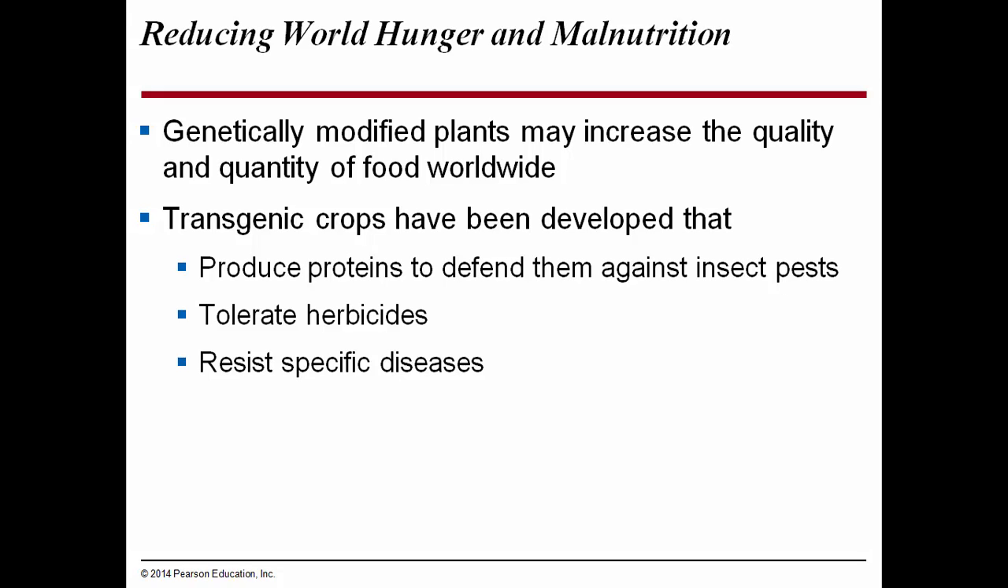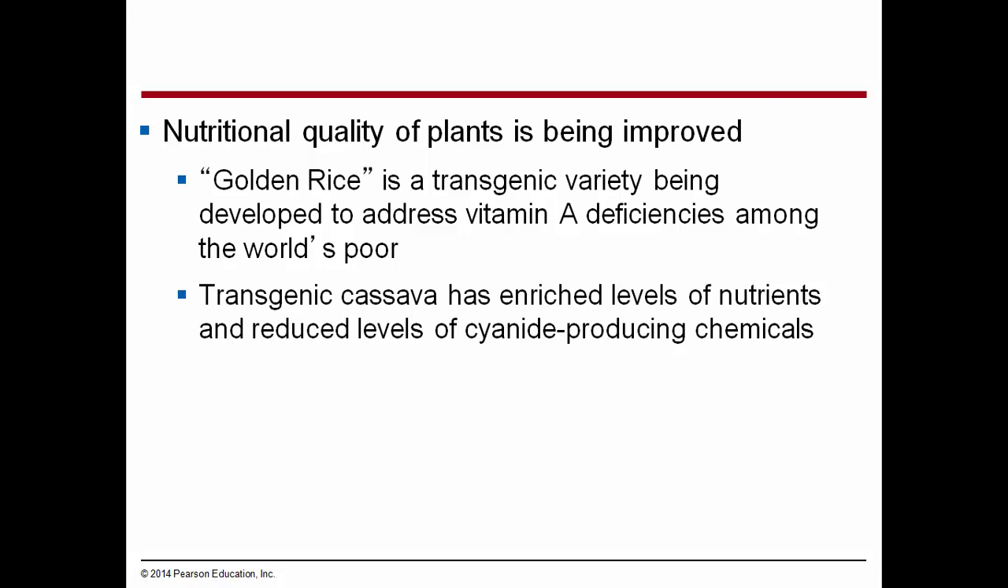And some transgenic crops can resist certain diseases. So nutritional quality of plants is being improved. Golden rice is an example that's typically used. It's a transgenic variety of rice that's being developed to address vitamin A deficiency in the world's poor. It takes a gene from, what is it? It's like marigolds or something. Well, I'm not finding it right here, but it takes a gene from another plant, and it enables that rice to develop vitamin A richness, and it becomes actually more yellow in color.